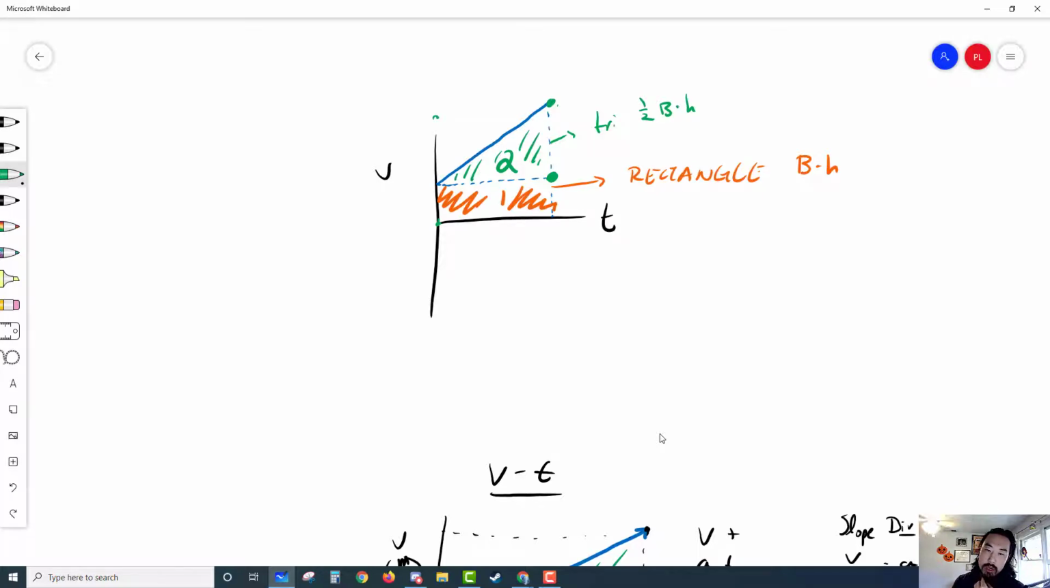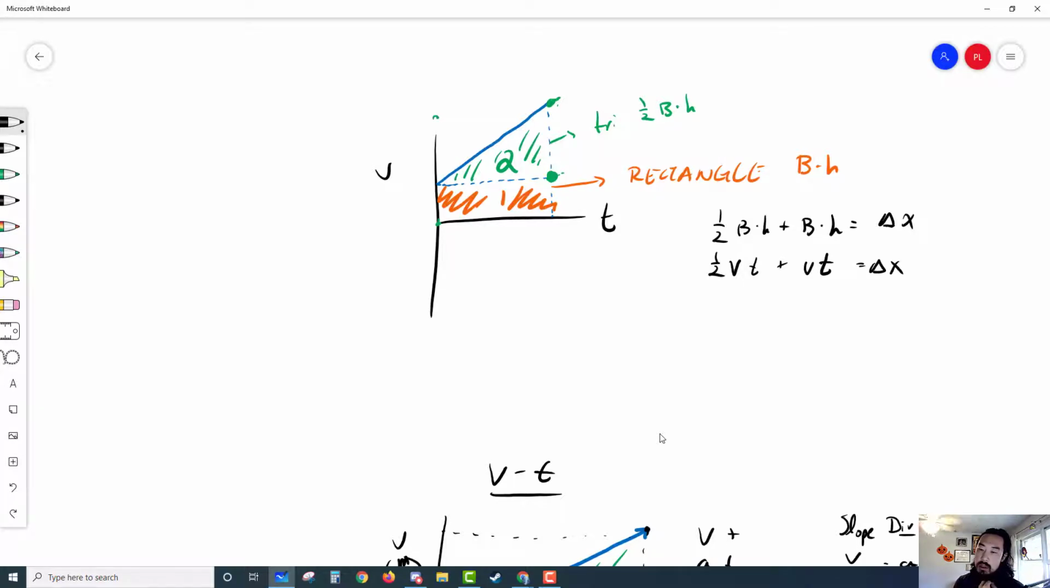The height of the triangle starts from this point down here, and it ends up right there. Okay, and then after you find the two areas, 1/2 base times height plus base times height, you would just add them together to find the total displacement, right? So if I were to fill in the variables here, our height is velocity, and our base is time, plus base times height, velocity times time, equals change in displacement.